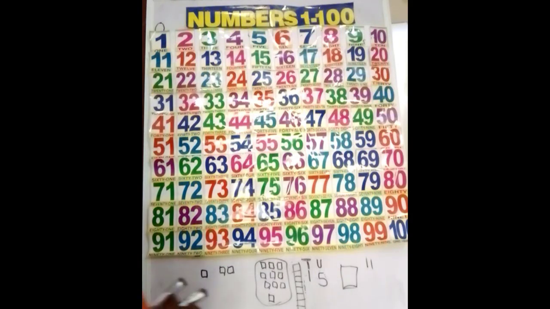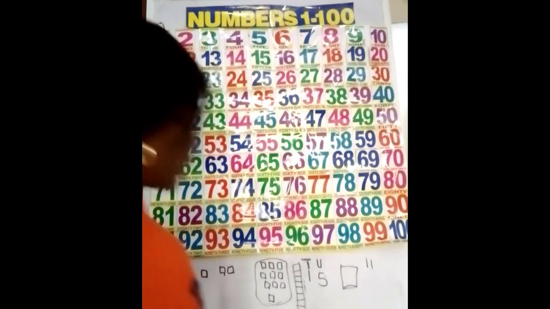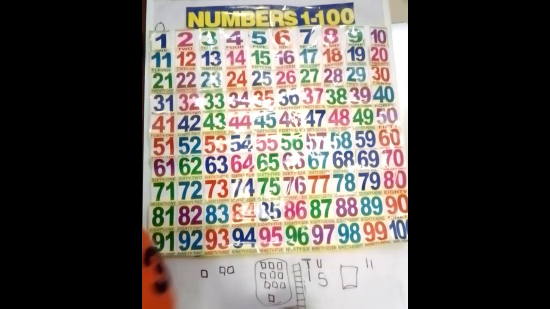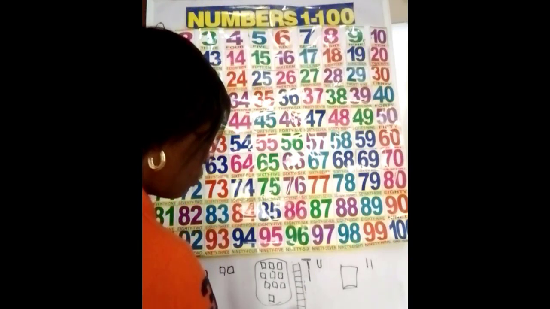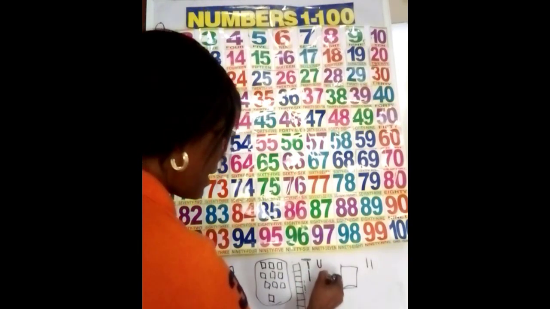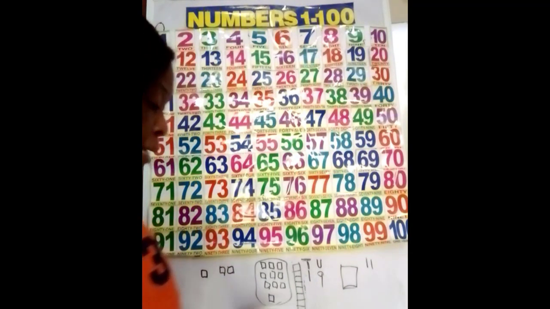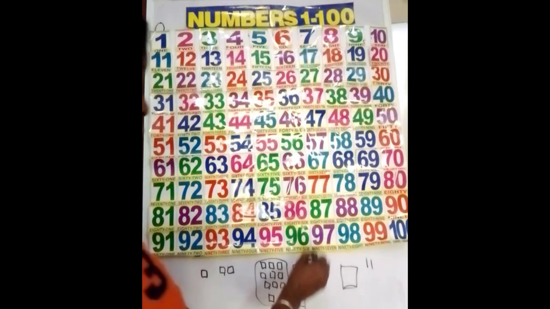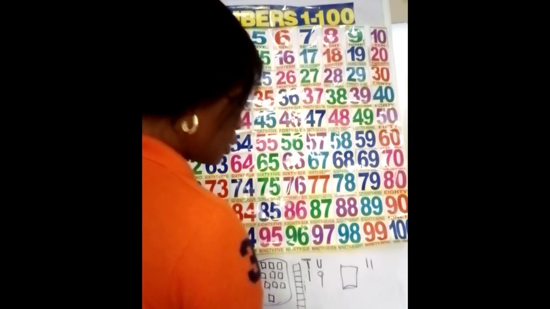Now let's go up to 9 units. Remember, 9 is the biggest number that you can have under the unit section. So here you will have 10, 1, 2, 3, 4, 5, 6, 7, 8, 9. 9 units. 10, 9 units. That number is 19. Now let's add one more unit to 19.